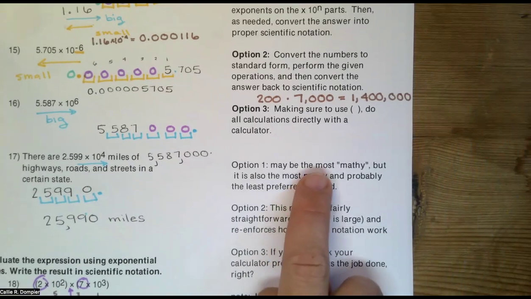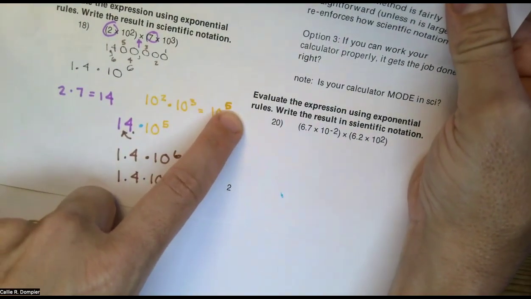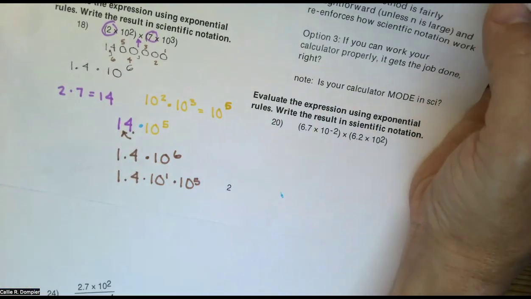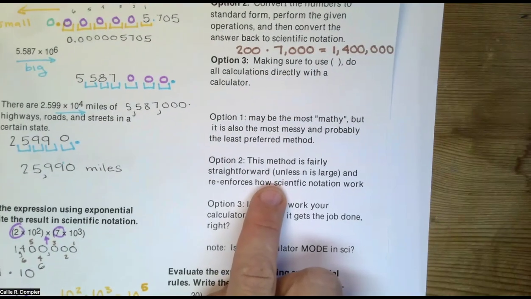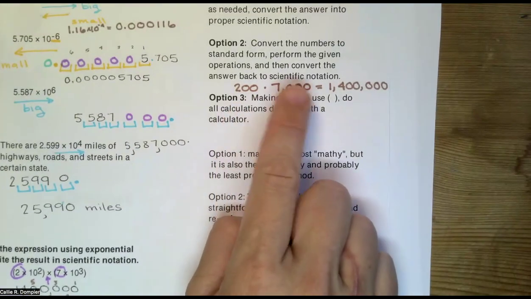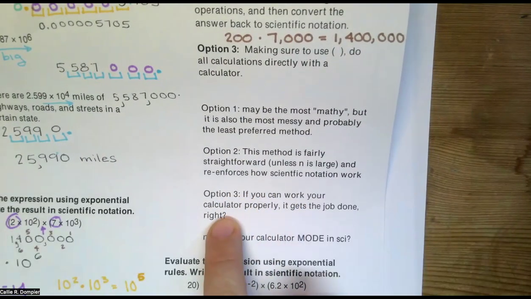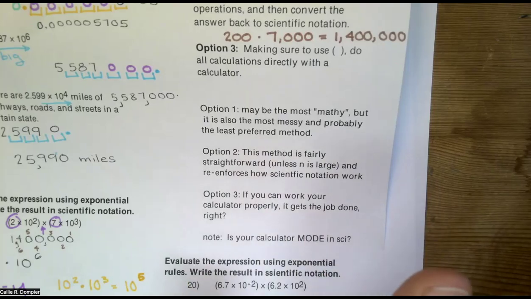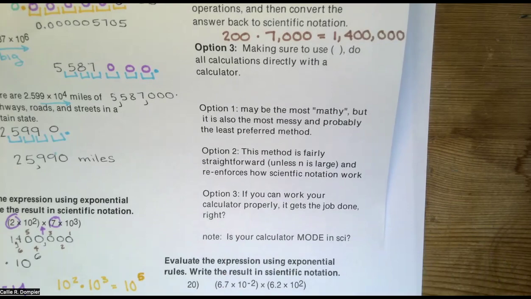Option 1, the one we just did, is the most mathematical, but most messy, as you can see by me messing up, right? And then explaining it like that, and then explaining it like that. It's a little bit messier. Option 2 is straightforward. We converted them to 200 and 7,000 and reinforces how scientific notation works. Option 3, if you trust your calculator, you know how to enter everything in, it gets the job done, right?